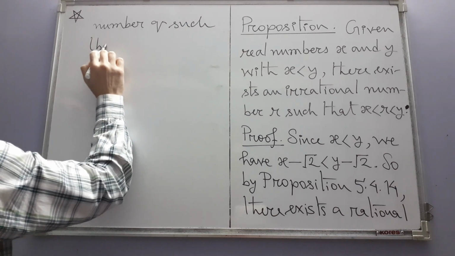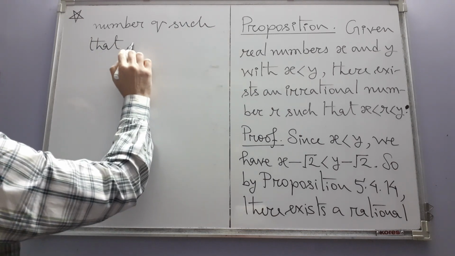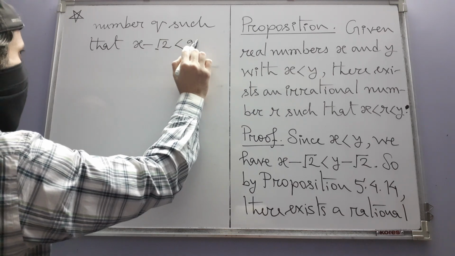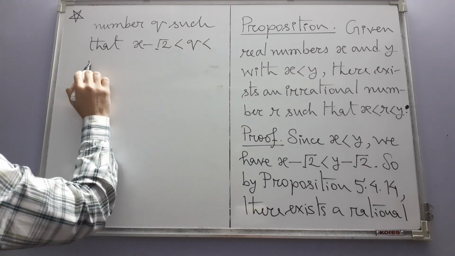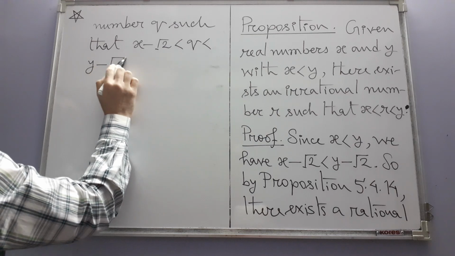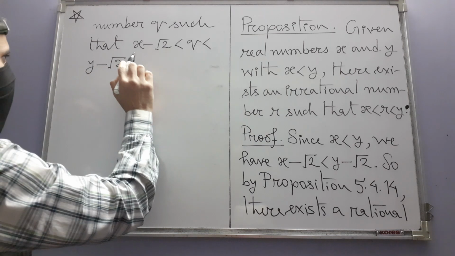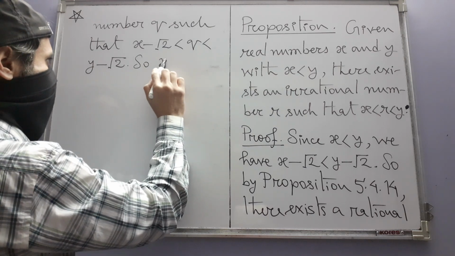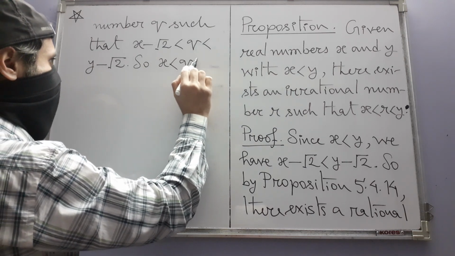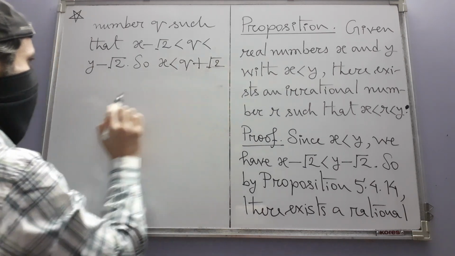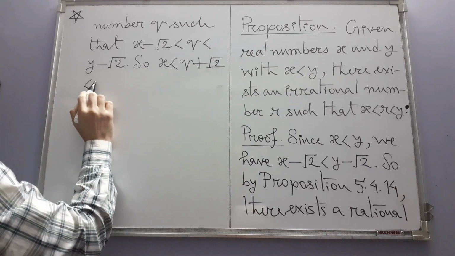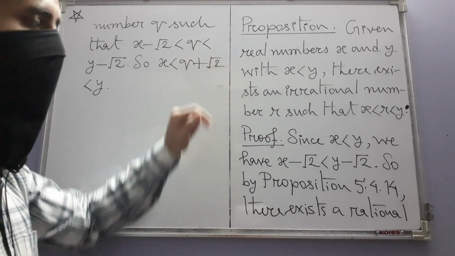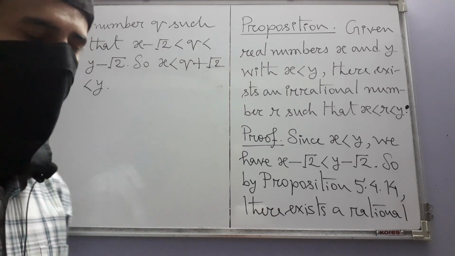Such that x minus square root of 2 is less than q, which is less than y minus square root of 2. So adding root 2 throughout, we will get x less than q plus root 2 less than y. So we seem to have obtained a number q plus root 2 between x and y.